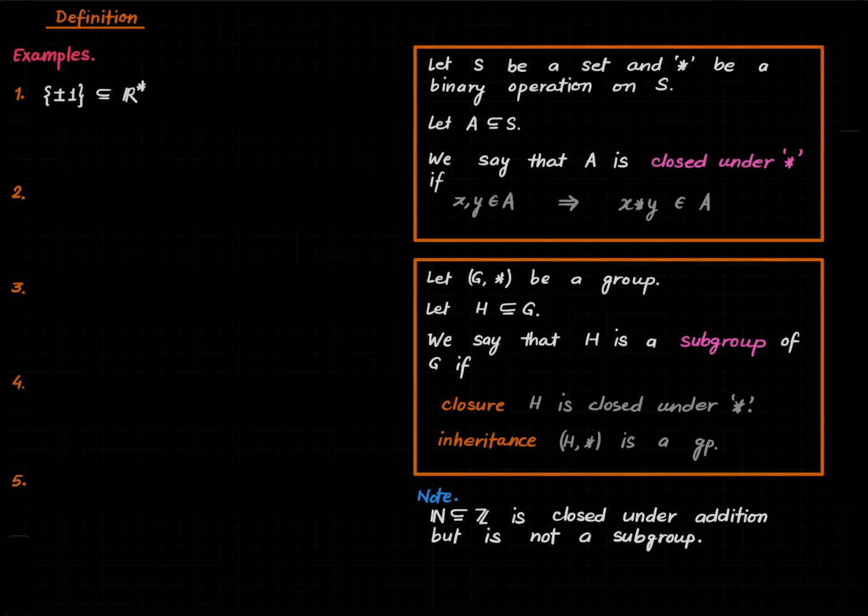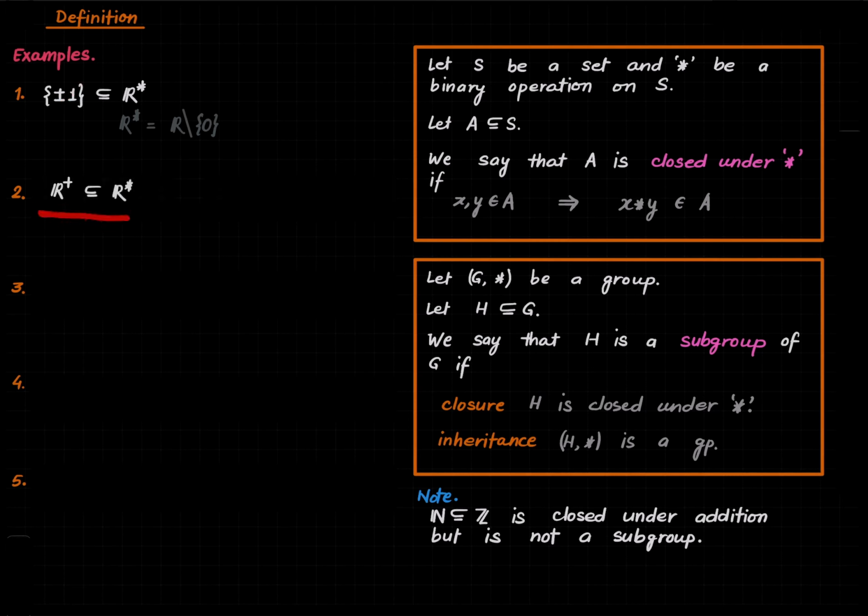So this is a lousy example. This is a subset of this group R star. Recall what is R star? R star is R where you throw away the zero element, and R star is a group under standard multiplication of real numbers. So this is a group, this is a subset of it. Is it closed under the binary operation here? It is, because 1 times 1 is 1, 1 times minus 1 is minus 1, minus 1 times minus 1 is 1. So this is closed under the binary operation that is present in R star, and it is also a group when you restrict that binary operation to it. So this is an example of a subgroup.